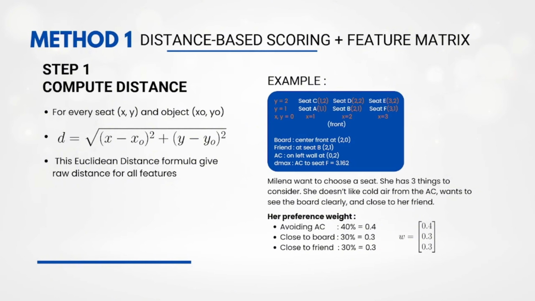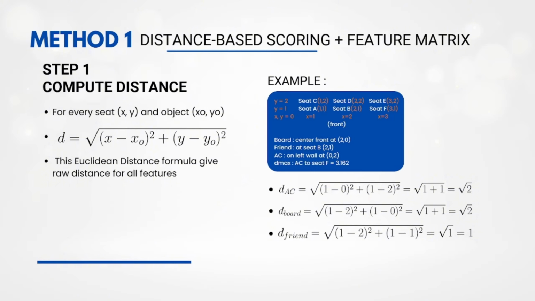So the first step here is to compute distance. The core material in this step is the Euclidean distance formula. For every seat and every important object, we calculate the straight line distance. In the example shown, the classroom consists of 6 seats arranged in a grid. The board is located at the center front, the air conditioner is on the left wall, and a friend is sitting at seat B. Now, we calculate distances from each seat to these three objects.